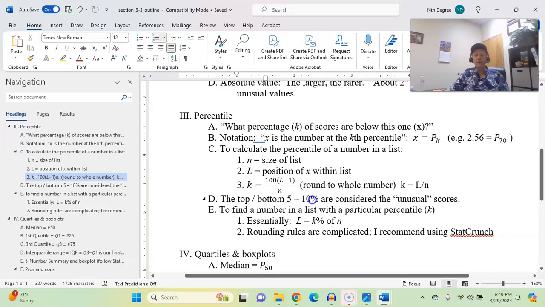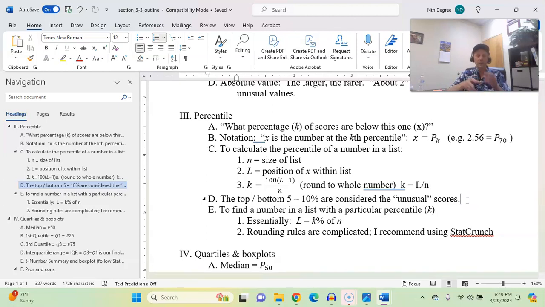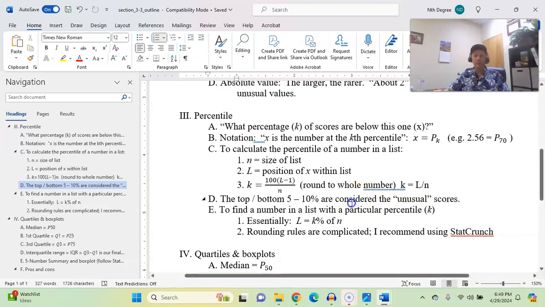By the way, we use 5 or 10% as a cutoff between the typical scores and the unusual ones. And that can either constitute the top 5% or the bottom 5%. The top 5% would be considered the unusually large numbers, and the bottom 5% unusually small. It's really dependent on the problem. Some problems use the 5% standard, some use the 10% standard, and sometimes there are even numbers in between, but they're usually in the ballpark of 5 to 10%.